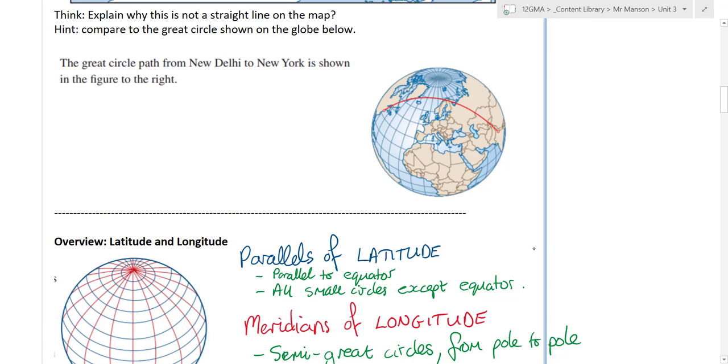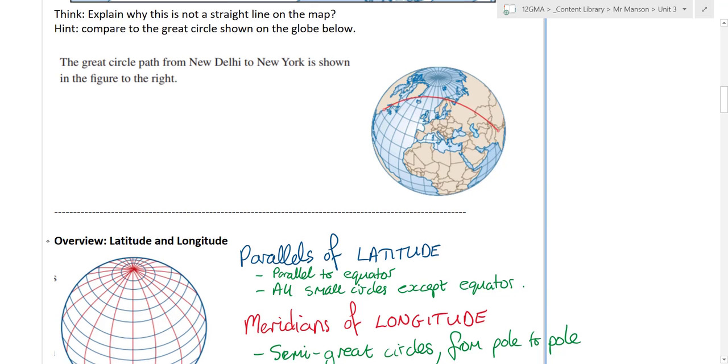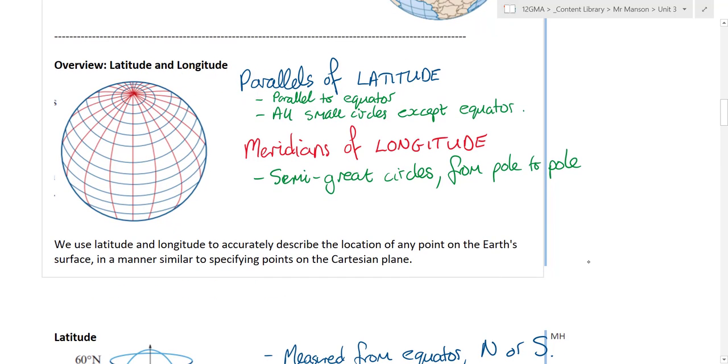So there's some information on latitude there. You can have a read through that. North Pole has a latitude of 90, South Pole has a latitude of 90, but south. Longitude is measured east and west of the prime meridian, which is at Greenwich. And so you can see there's some good diagrams in here for you to follow.